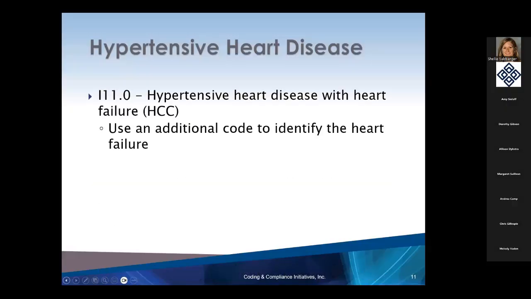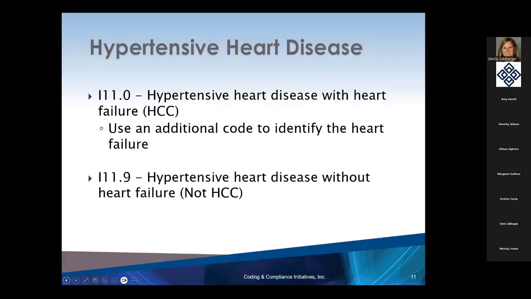Okay, so hypertensive heart disease with heart failure, those ICD-10 codes are HCC codes, meaning that there is a risk adjusted factor so that you get credit for value-based healthcare. There's an instructional note with the I-11 codes, the hypertensive heart disease with heart failure, that you must use an additional code to identify the type of heart failure that patient has.